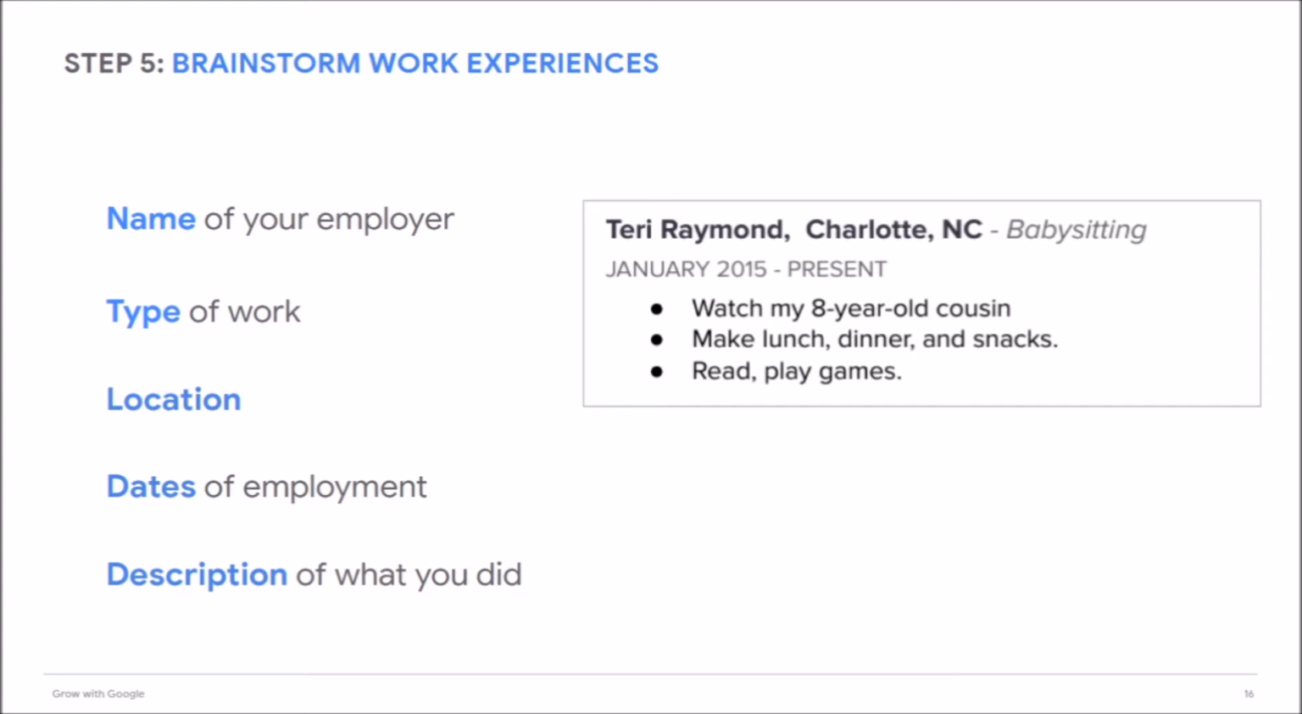For each experience, include the name of your employer, the type of work, the location, dates of employment, and a description of what you did. Add 2 or 3 experience items to your brainstorming document now. Use the existing formatting of the template to keep your resume looking consistent and professional. Remember, this is only a draft. You can always edit these descriptions or add more later.